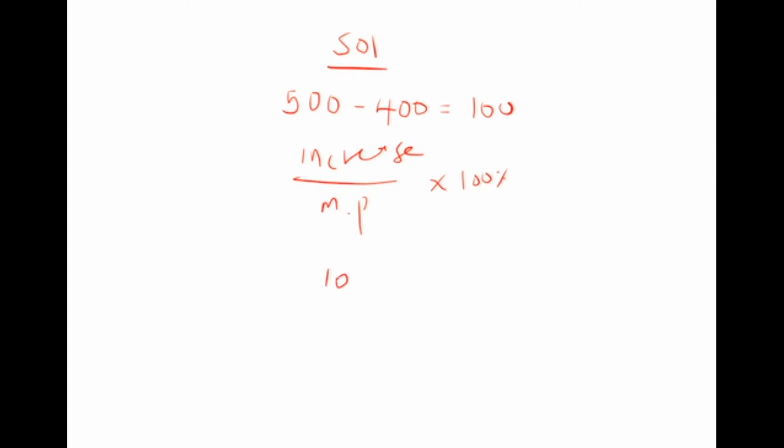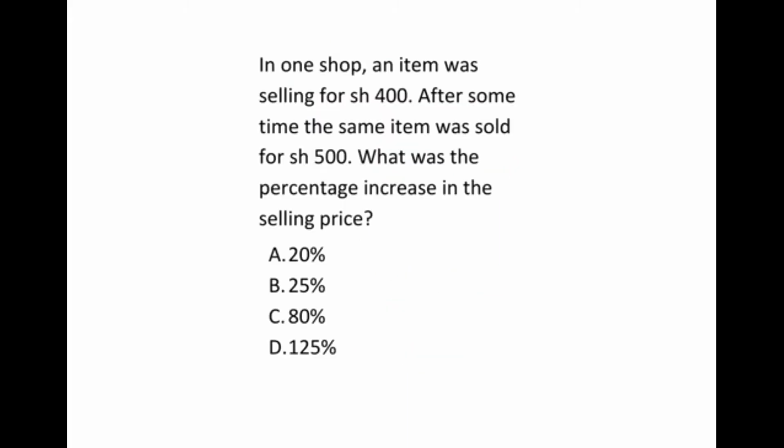Therefore, we shall have 100 over 400 times 100%. Then from there we simplify. Cancel this 0. By 4, 1. By 4 we get 25%. 25%. Therefore, our correct answer is B, which is 25%.